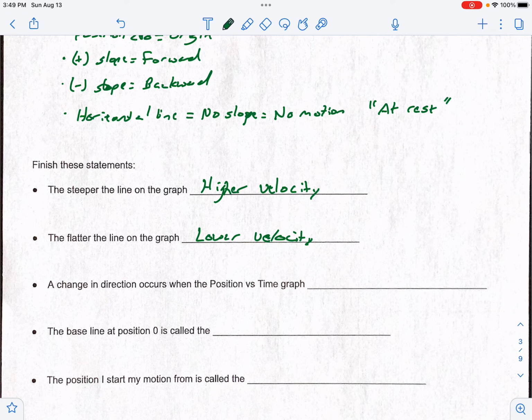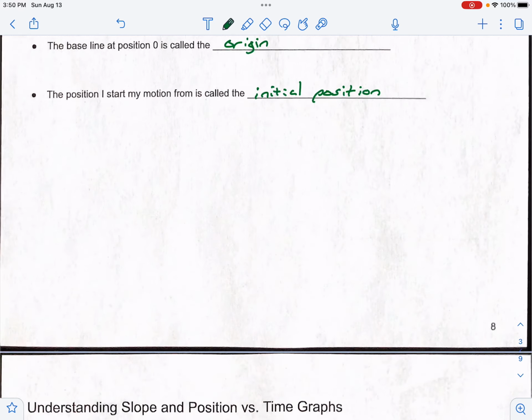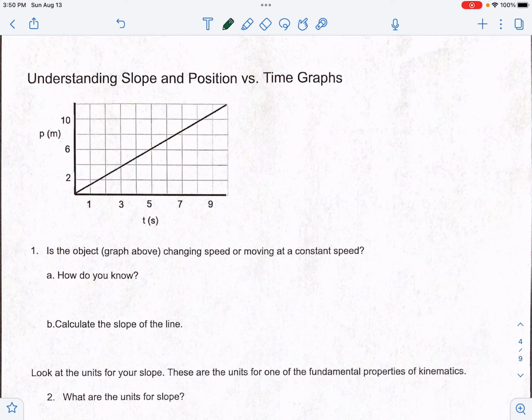A change in direction occurs on the position versus time graph when you're going from forward to backwards or backwards to forwards. That means you have to change from a positive to a negative slope, or vice versa, negative to a positive. The baseline at position 0 is called the origin. The position I start my motion from is called the initial position. Wherever you start from is your initial, and wherever you end is your final.